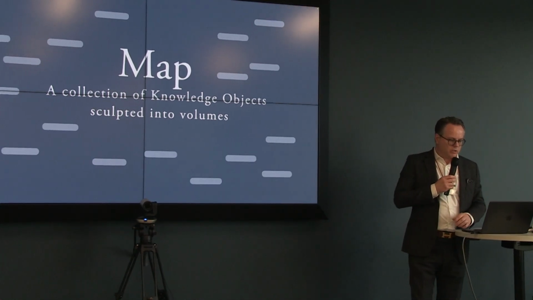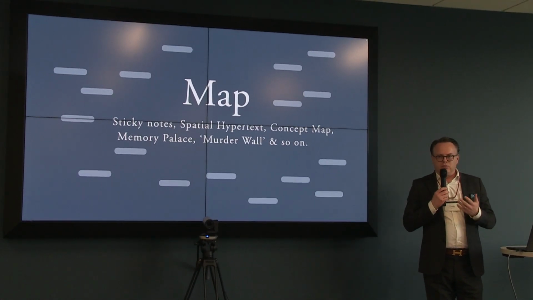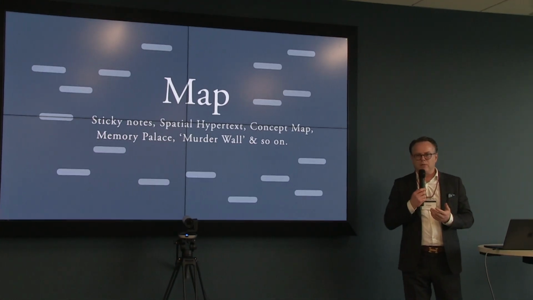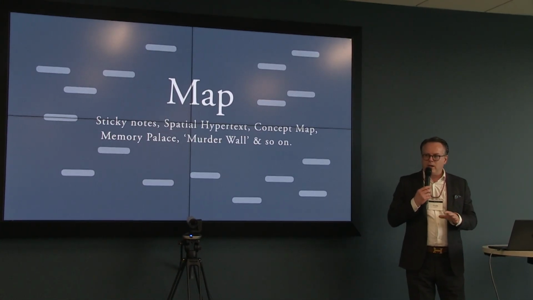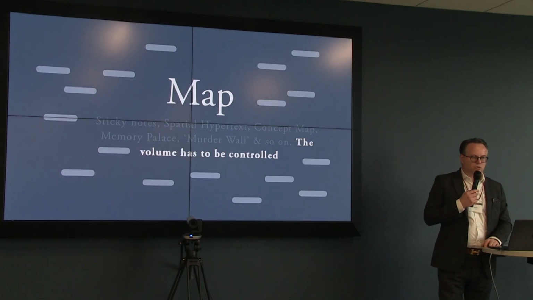So, a collection of knowledge objects sculpted into volumes. We've discussed many kinds of volumes today: sticky notes, spatial hypertext, concept maps, and all kinds of things. On one level, I really don't care. They are things in space, and they need to be controlled.